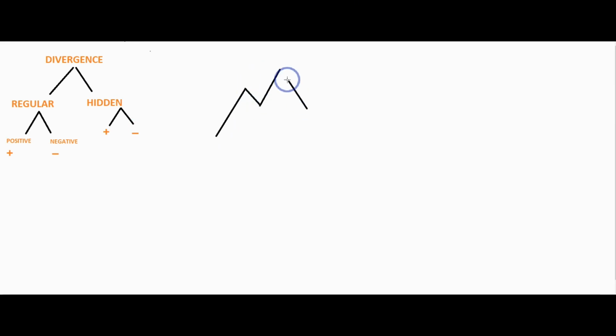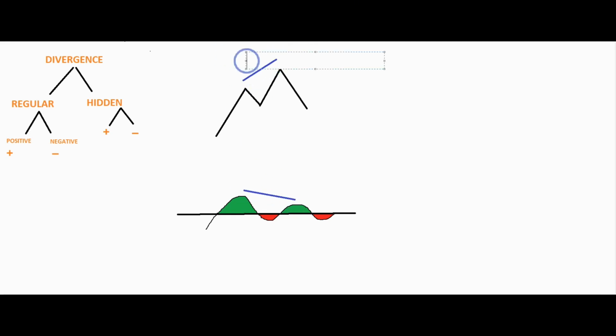As you can see, we have a regular negative divergence structure, where the price makes a higher high, but the MACD forms a lower high. This is a sign that we might be at the end of the trend and could witness a trend reversal.